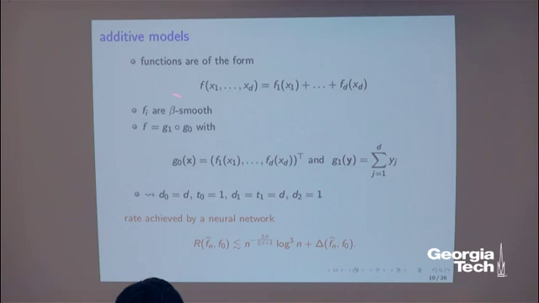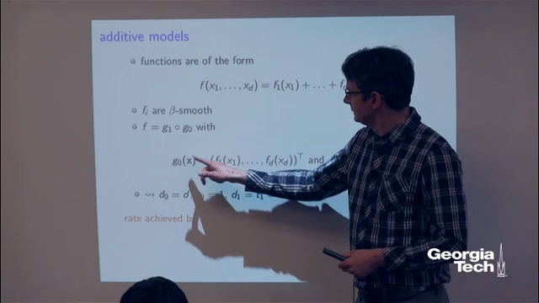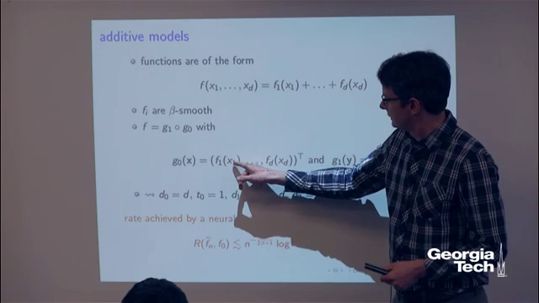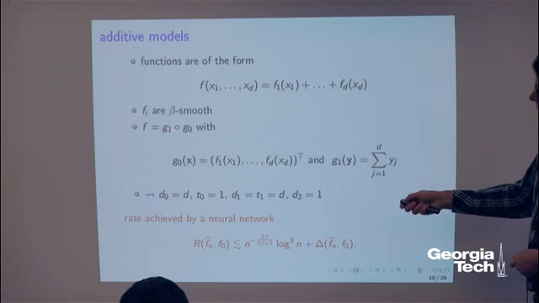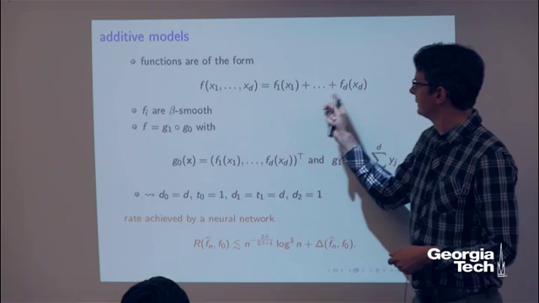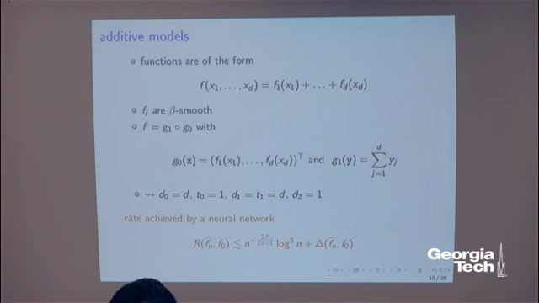Now we can put it into our setup by just saying, well, I can write it also as a composition of two functions, namely a composition of g1 with g0, where g0 is the function that takes the whole input x, maps from R^d to R^d, and returns a vector whose components have these function values. And the outer function g1 is a very simple function. It just adds all the entries. So if you compose g1 with g0, you see that you get exactly this back. So why should we do that? Well, because then we get to see the fast rates if we decompose it in that form.